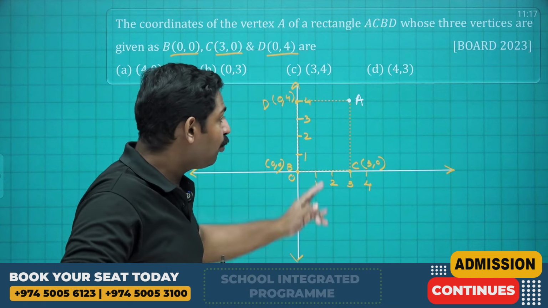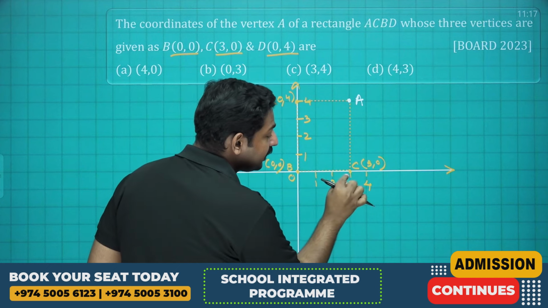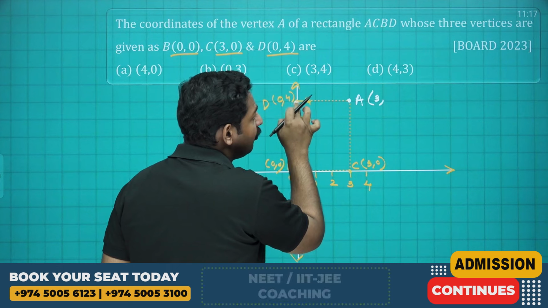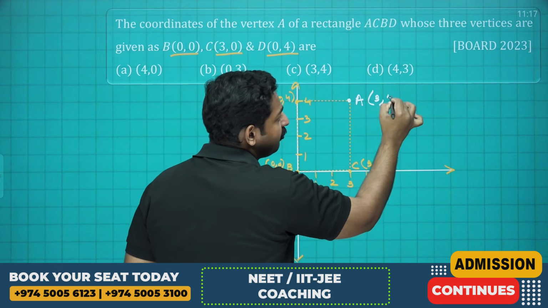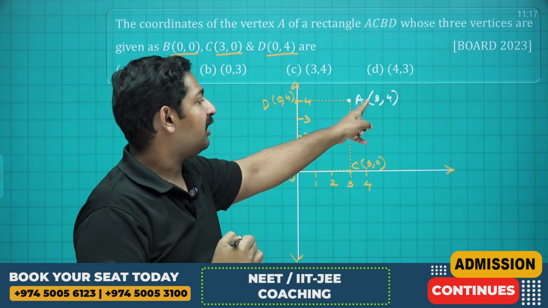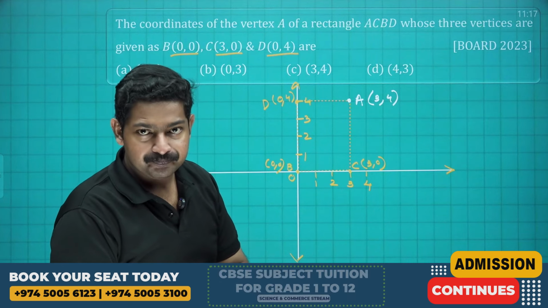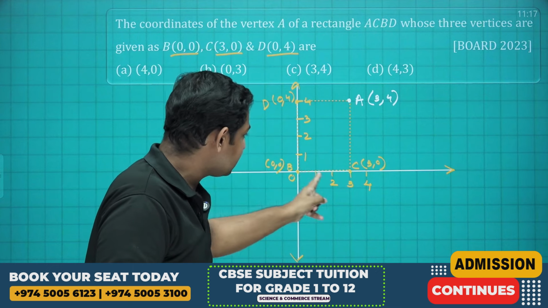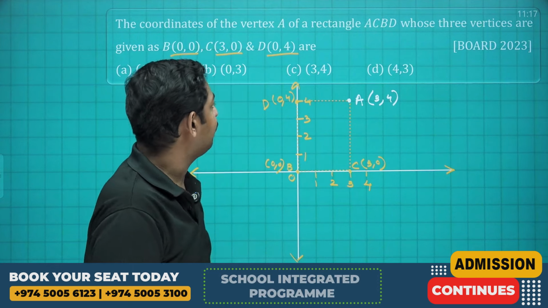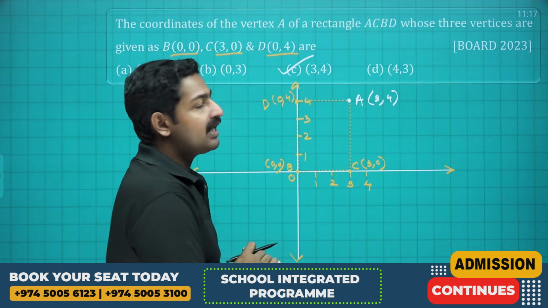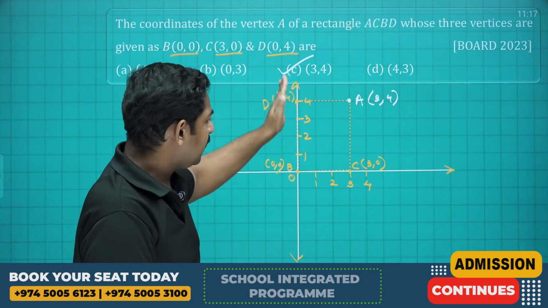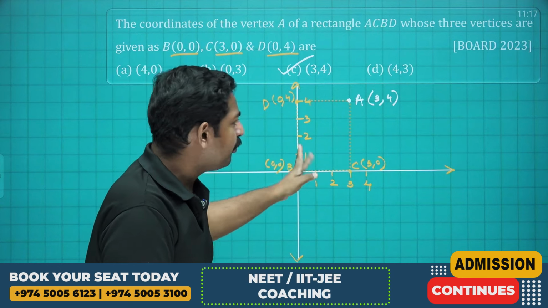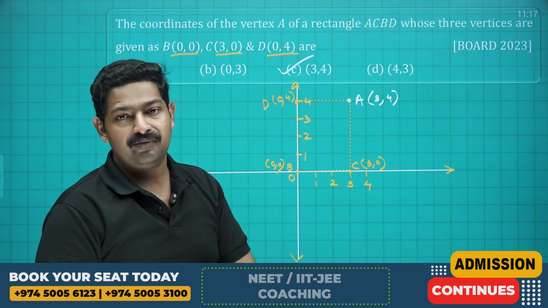So now the fourth vertex, here you can see, is represented by A. And what will be the coordinate of A? You can easily find. Here the value of x is 3, so the x coordinate will be 3. And here it is 4, so the y coordinate will be 4. So the coordinate of A will be (3, 4). Now you can see the rectangle ACBD, where the coordinate of A is (3, 4). So option C is the correct answer. Just by drawing roughly the x and y axis and plotting the points, you will easily get the coordinate of A.